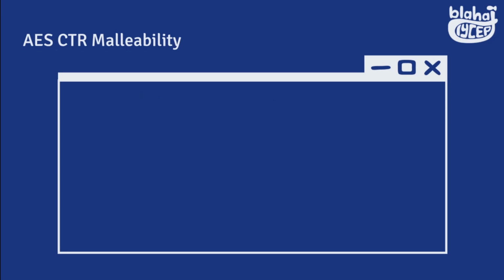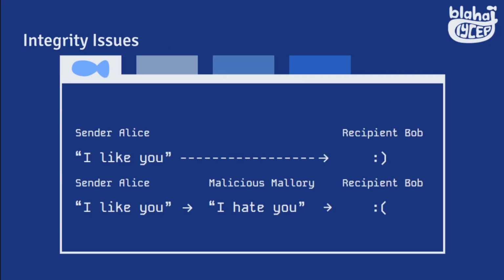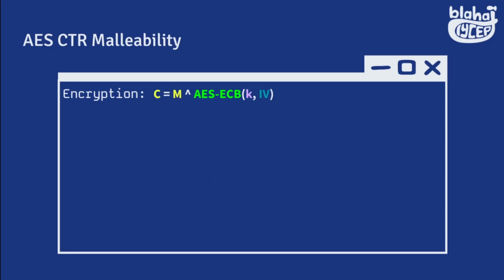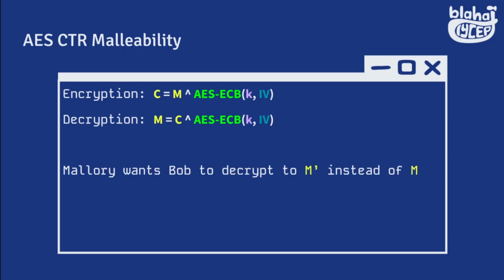So, like our analogy before, Mallory wants to change the ciphertext to decrypt into "I hate you." So, we recall how CTR works and the encryption equation, which is basically ciphertext equals plaintext XOR keystream. And decryption is the exact same thing. So, Mallory wants Bob to decrypt to "I hate you" instead of "I like you." And so she can modify C into C prime and then this equation. As for how this equation works, would anyone like to take a try and derive it or explain how to derive it? It's okay, you can take a guess.